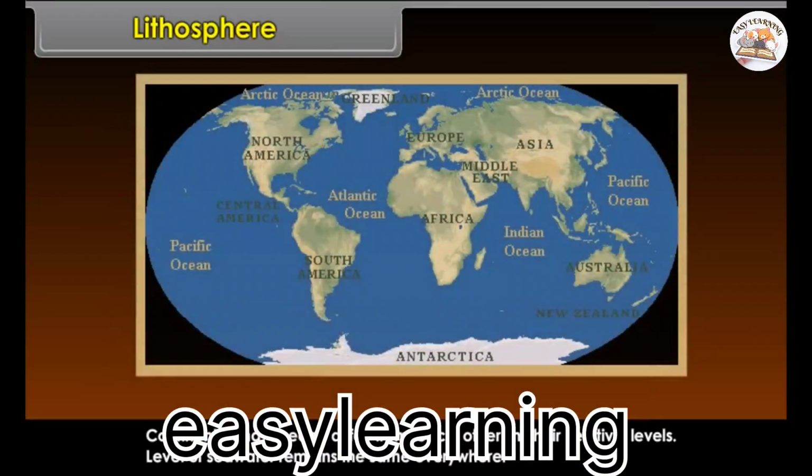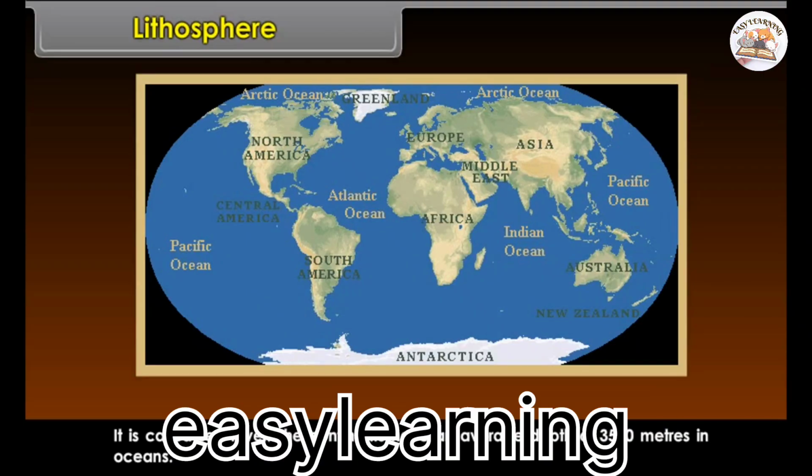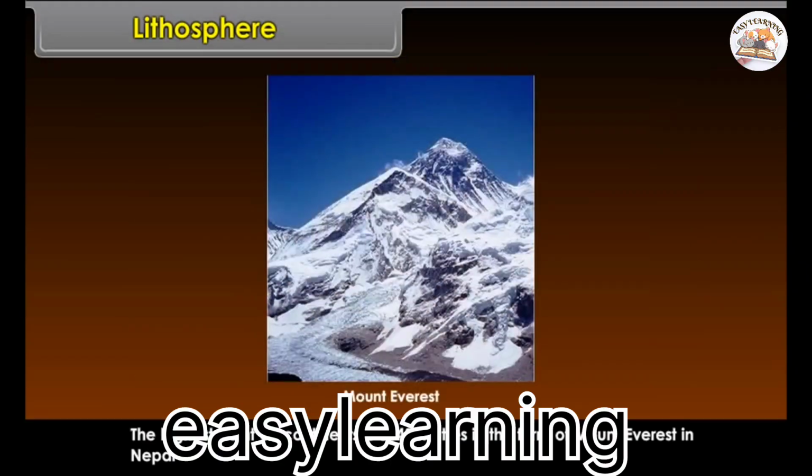Continents and oceans differ from each other in their relative levels. The level of seawater remains the same everywhere. It is called sea level. The continents have an average depth of 3,500 meters in oceans. The highest point on continents is 8,848 meters in the form of Mount Everest in Nepal, while the deepest depth is 11,022 meters in the form of the Mariana Trench in the Pacific Ocean.